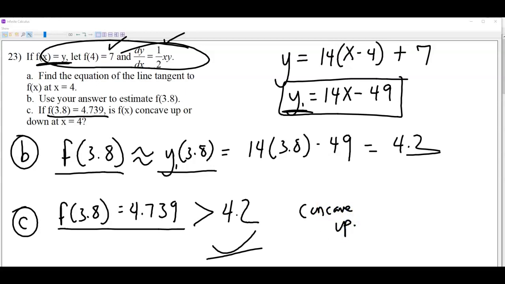Okay? If you ever had a situation where the estimated value was greater than the actual value, then it would be concave down.